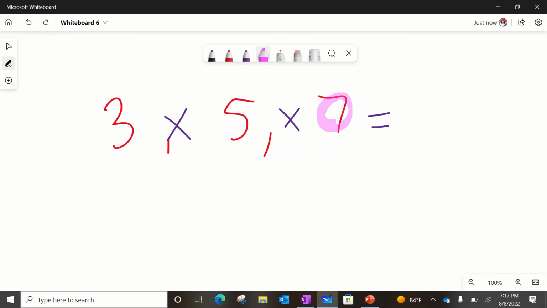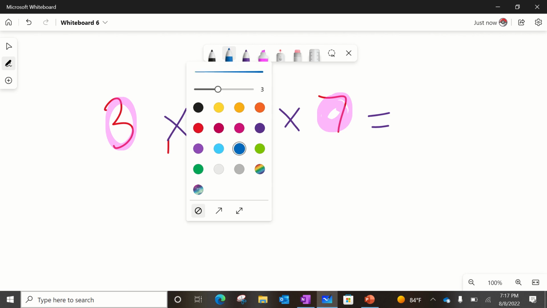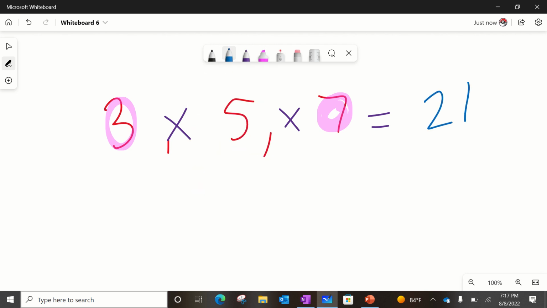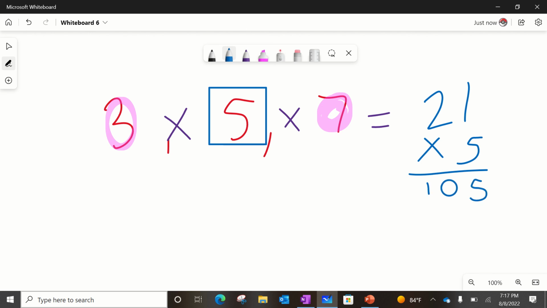I'm going to multiply 3 and 7 together, which equals 21. Now, I need to multiply it by 5. I like multiplying by 5s. I think it's a lot easier, so this is why I would do this. 5 times 1 is 5. 5 times 2 is 10. And that's it. The least common multiple of 3, 5, and 7 is 105.